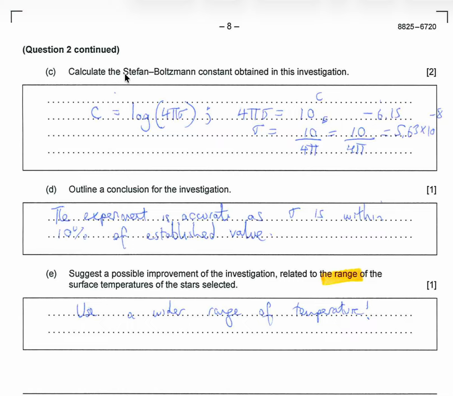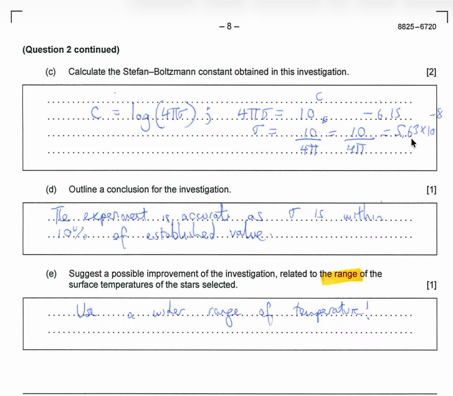4 pi sigma. What that means then, and again, this really depends on how comfortable you are with logs, is that if I raise 10 to the power of both sides, so if I take this and raise 10 to the power of log 4 pi sigma, I get 4 pi sigma, I get 10 to the c. I know that c is minus 6.15. That means I'm going to have sigma equal to 10 to the minus 6.15 divided by 4 pi equals 5.63 times 10 to the minus 8.